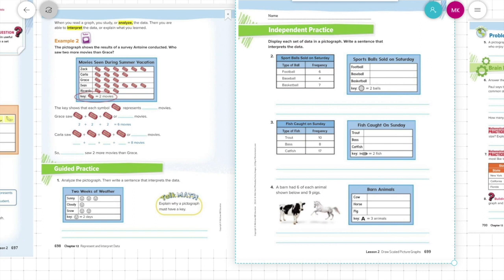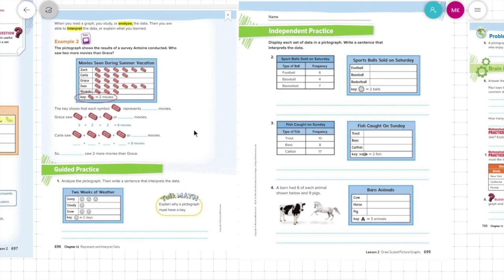Let's look at example number 2. The pictograph shows the results of a survey Antoni conducted. Who saw more movies than Grace? Movies seen during the summer vacation. Zach saw how many movies? We see that each ticket equals 2 movies, so we can count by 2s. 2, 4, 6, 8, 10, 12. So he saw 12 movies.